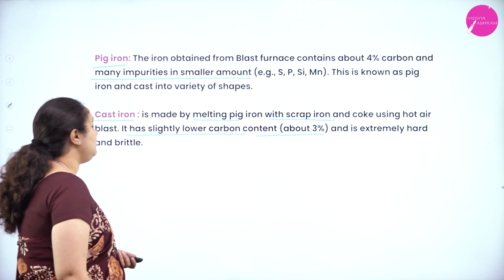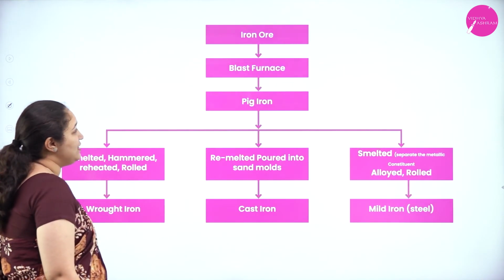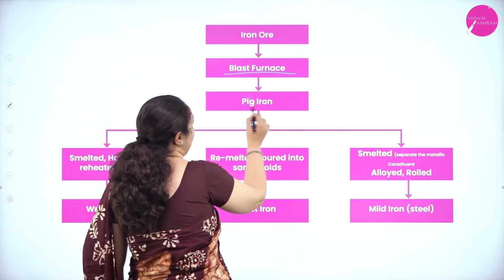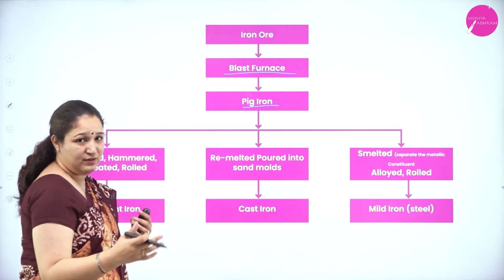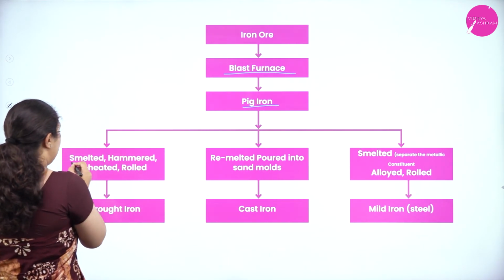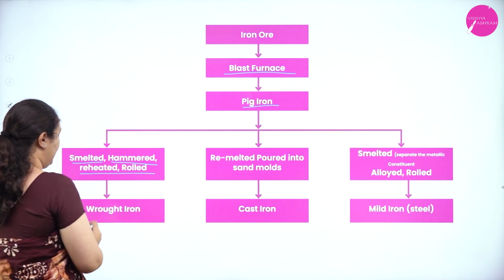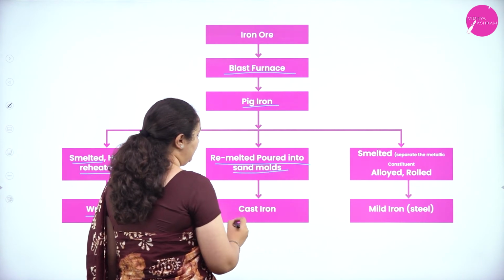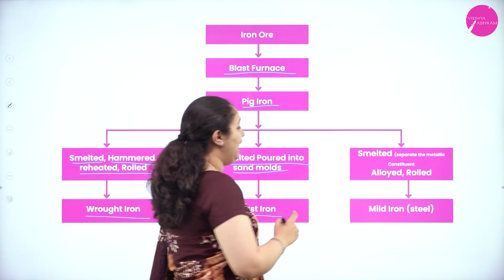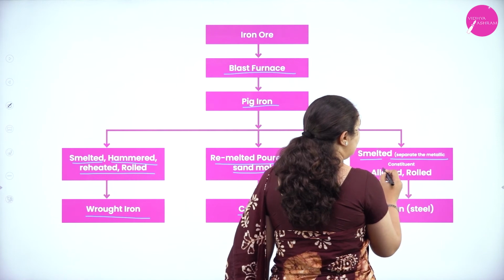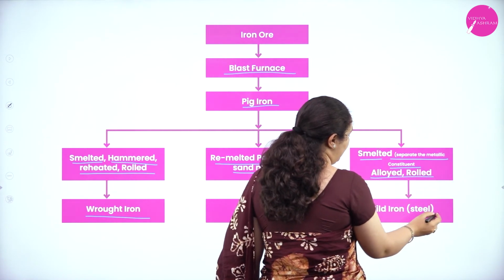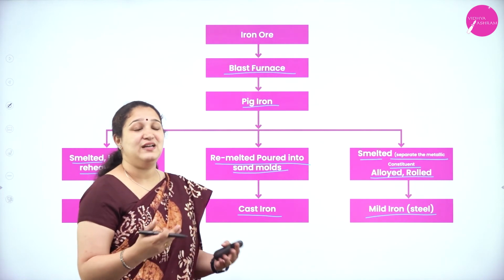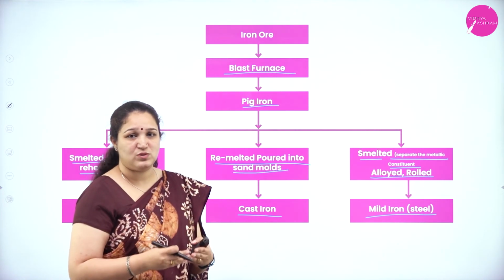Next, you can see, if you have iron ore, first we get the blast furnace, then we get pig iron. Pig iron can give 3 different types of iron. If it is melted, hammered, reheated and rolled, we get wrought iron. If it is remelted and poured into sand molds, we get cast iron. And if it is melted, the metallic constituents separated, alloyed and rolled, we get mild iron, that is called steel. So we can get different kinds of iron by using pig iron.